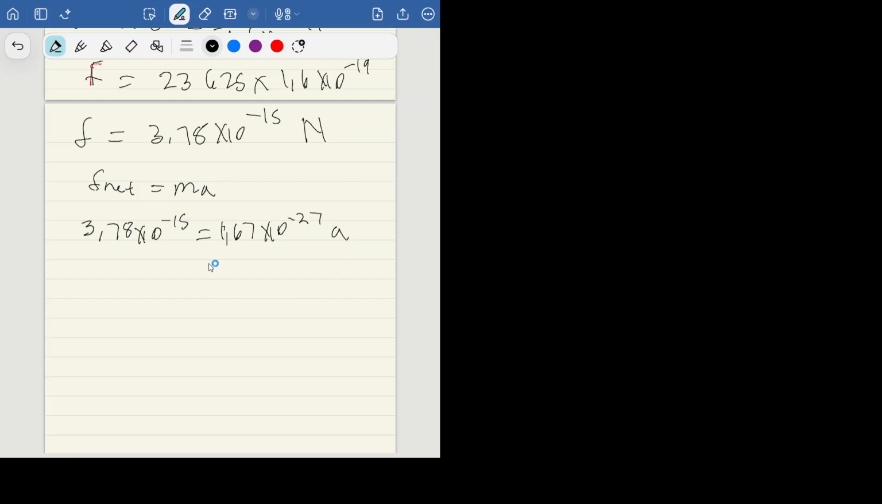And we are looking for a. So we divide by 1.67 times 10 to the power of minus 27. On this side too, you divide by 1.67 times 10 to the power of minus 27. So these two cancel each other. Now a will be equal to 2.26 times 10 to the power of 12.